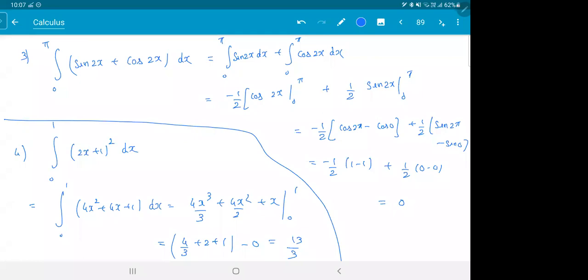Now, how will they ask questions in the exam? No one will ask you to calculate an integral like this. So let's see a different variety. Turn the page, people. Any doubts, please ask me. Others, keep your cams on.